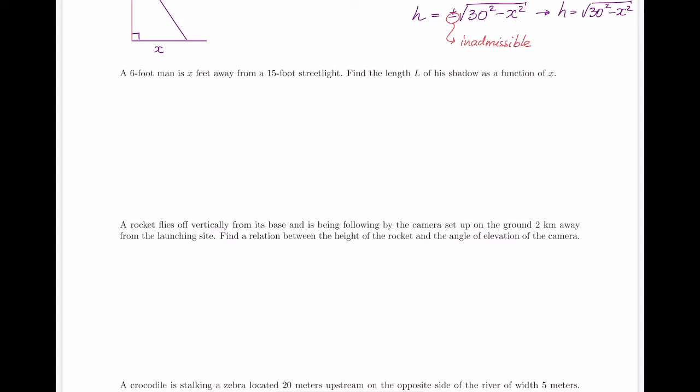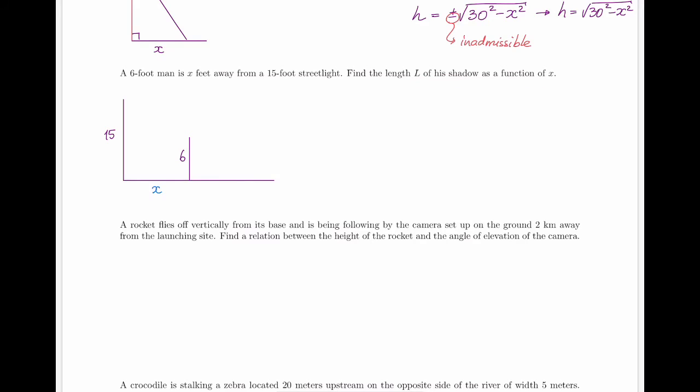So what I have, of course, is a ground level here. And then I have a street light somewhere that is 15 feet tall, so I can label that with that amount right away. And I also have a 6-foot man standing somewhere that is x feet away from the street light. So this length right here is x feet away. Okay, I'm asked to find the length of the shadow of the man.